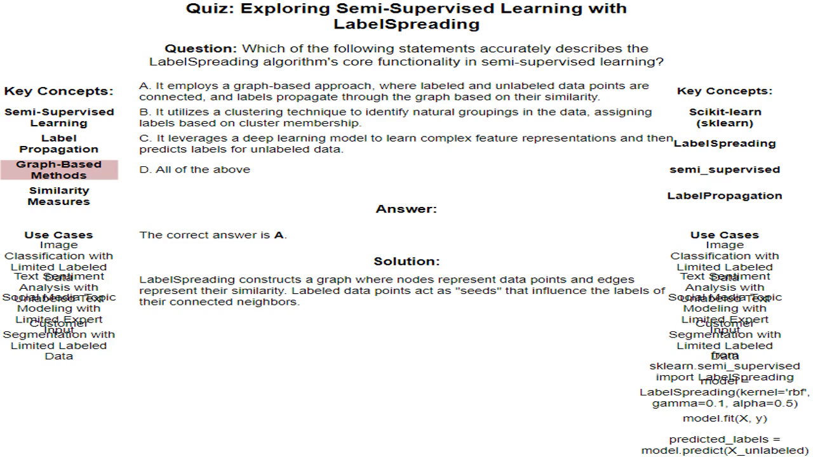Recommendation systems: building a graph where users are nodes, and edges represent connections based on common interests, purchase history, or ratings. Network analysis: identifying influential nodes and communities within a social network by constructing a graph representing relationships between users. Image segmentation: representing pixels in an image as nodes and connecting similar pixels based on color, texture, or other features.